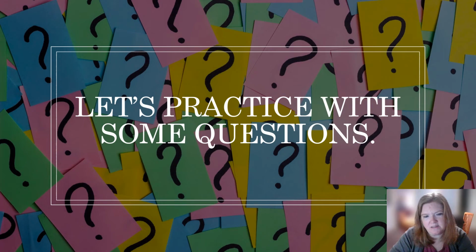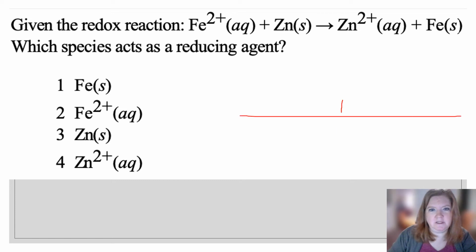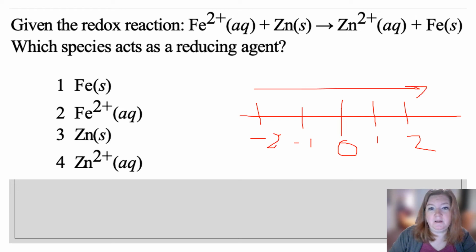So let's practice. Ready? Okay, so we have this whole reaction. Which is the reducing agent? So here's what I want you to do every single time. Draw the number line: 0, 1, -1. I probably don't need to go more than this. Okay, what else do I want you to put? LEO, and this way, GER.